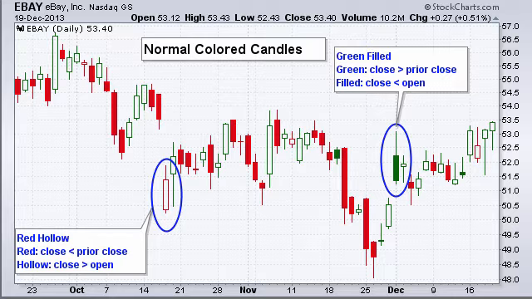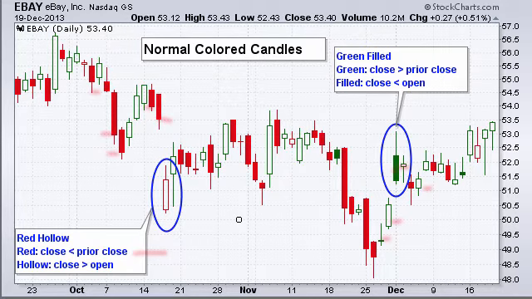Well, it basically means a candlestick is going to be green when the close is above the prior close. And see, all these green candlesticks means the close was higher. A candlestick is going to be red when the close is below the prior close. So you can see all these red candlesticks mean the close was down for that day.